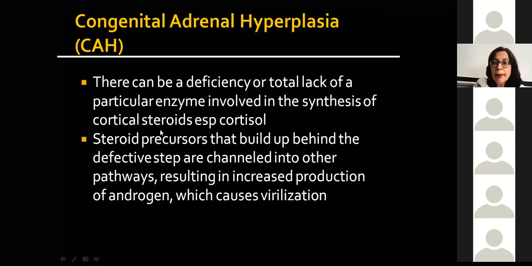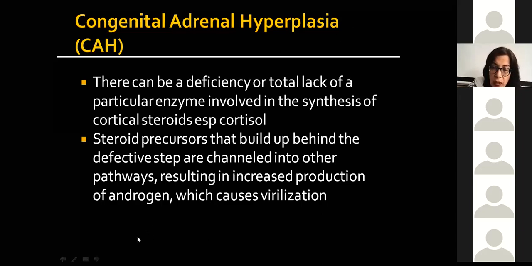So what is happening in congenital adrenal hyperplasia? There is a deficiency or a total lack of a particular enzyme involved in the synthesis of corticosteroids, especially cortisol. Now, in any of these pathways, I told you, there can be either a deficiency, some enzyme is less, or there will be no enzyme. Then it can cause this disease. Hope there's a question. No?